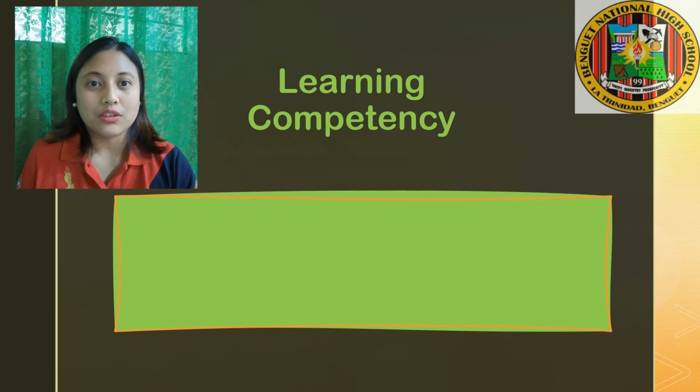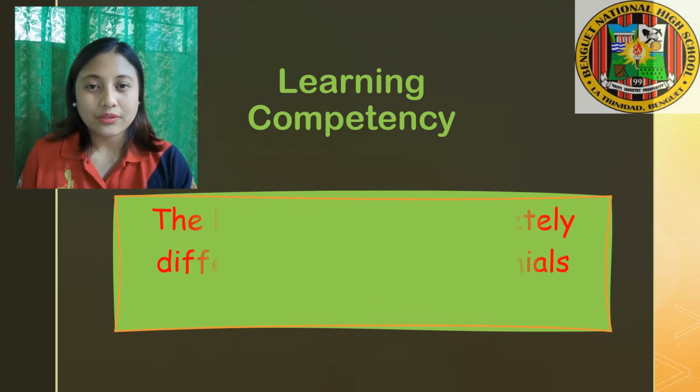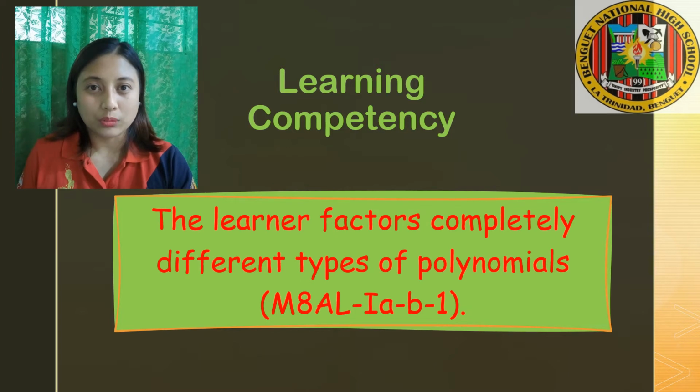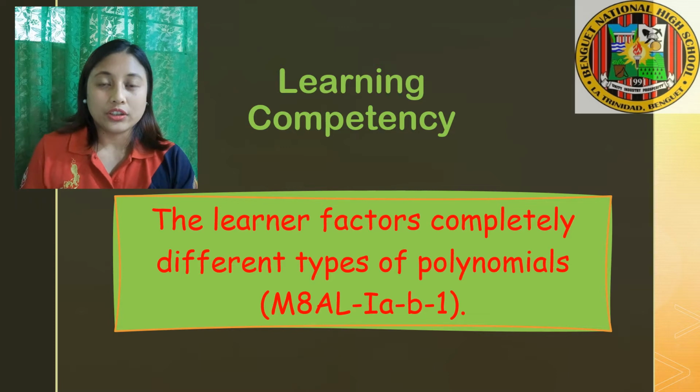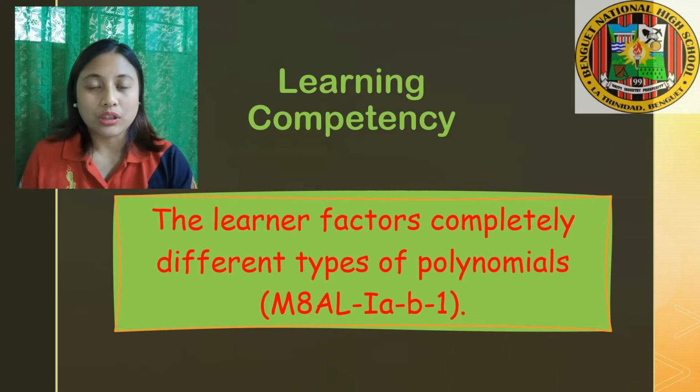This lesson is based on the K-12 curriculum learning competency. The learner factors different types of polynomials. By the end of this lesson, you, the learner, should be able to recognize quadratic trinomials where a is equal to 1, follow the steps in factoring quadratic trinomials whose a is equal to 1, and apply the steps in factoring quadratic trinomials whose a is equal to 1.